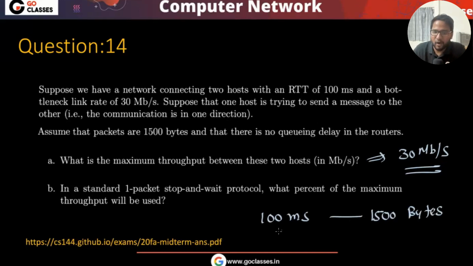Now, in 1 second, how much will you be sending? You multiply by 10 on both sides. In 1 second, you will be sending 15 into 10 to the power 3 bytes. Is this okay to everyone?